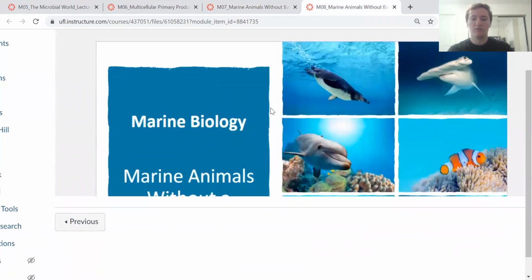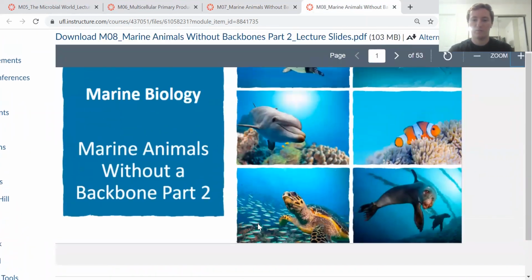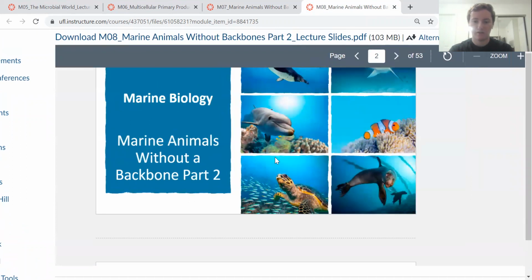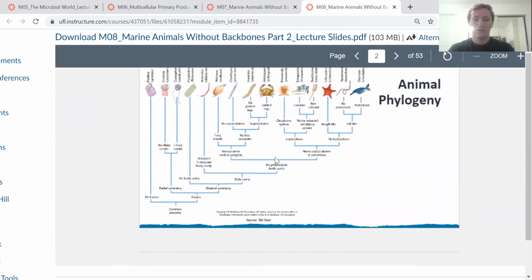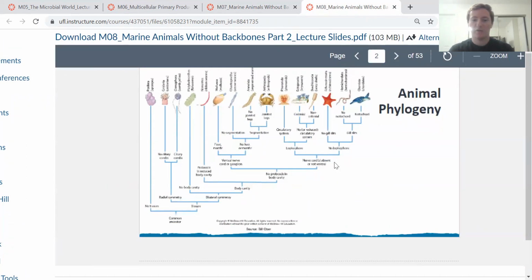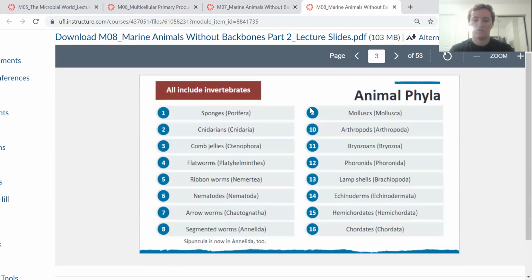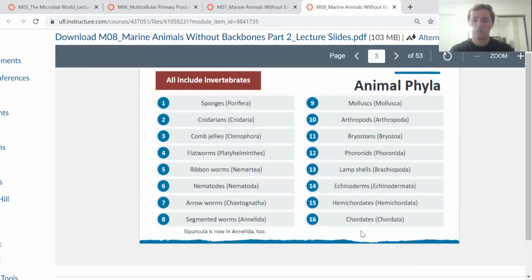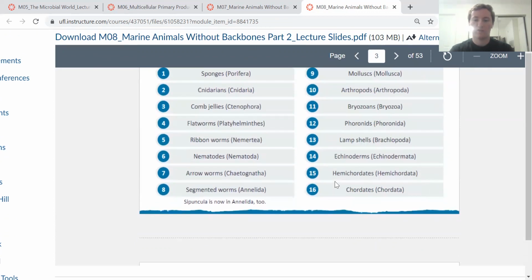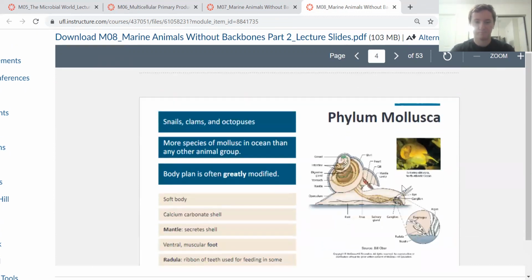So we'll go to our final lecture on marine animals without a backbone. Let me zoom out a little bit so you guys can see better. Here's that phylogeny again. Again, that's probably the best you're going to get in terms of just overall organization. And we're going to talk about the mollusks to the hemichordates. Chordates, again, that'll be a little bit later on, but based on what we talked about here, I'd still know a little bit about them.